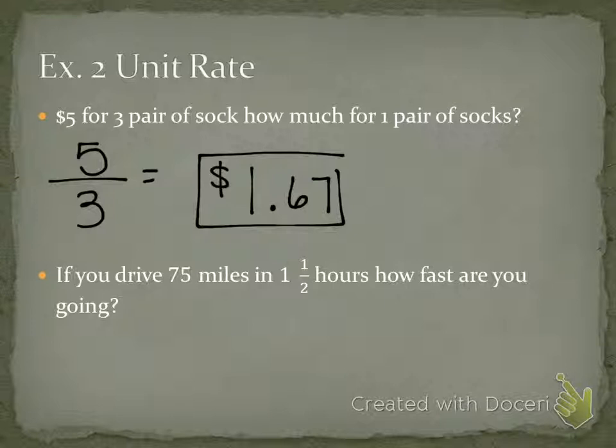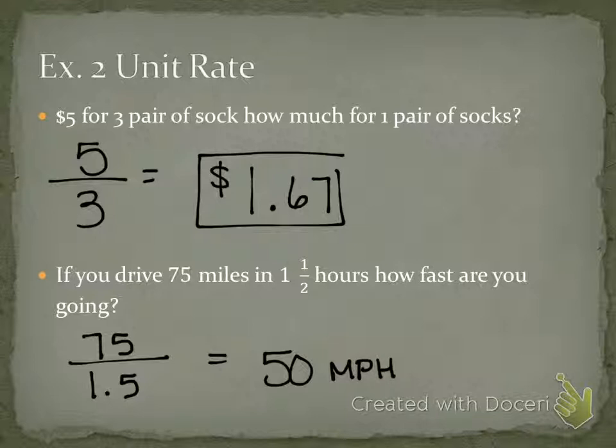So let's look at this. If you drive 75 miles in 1.5 hours, how fast did you drive per hour? So how many miles did I go per hour? Miles per hour, get it? That's speed. So I would do 75 divided by, you say, how do you divide by this fraction? Simple, let's just make it a decimal. 75 divided by 1.5, and I get that I was going 50 miles per hour. Unit rates always need a label, whether it's money or miles per hour or socks or whatever it is, it needs to have a label.